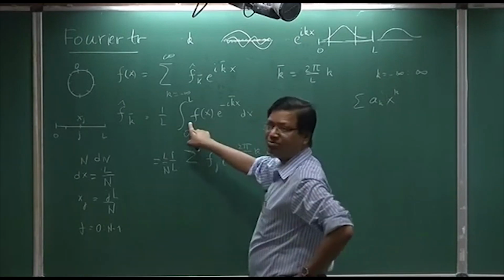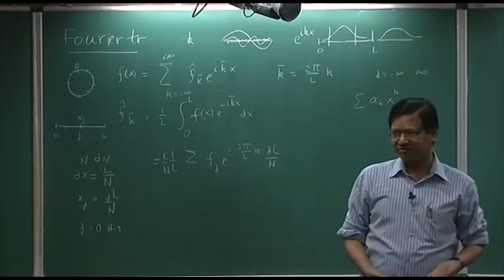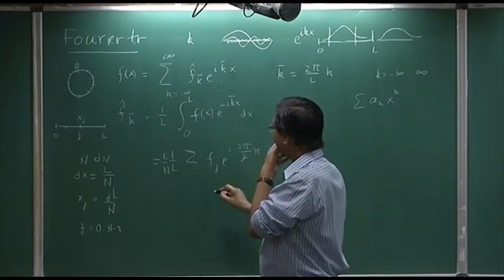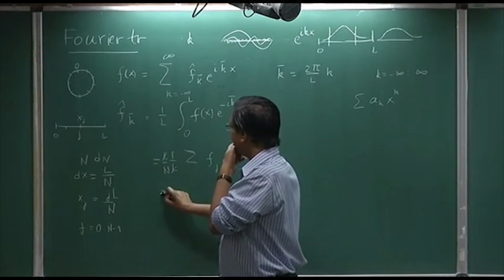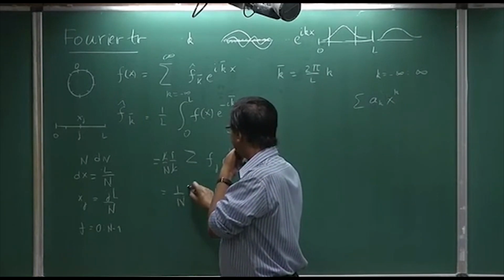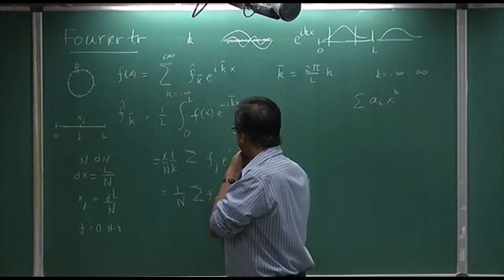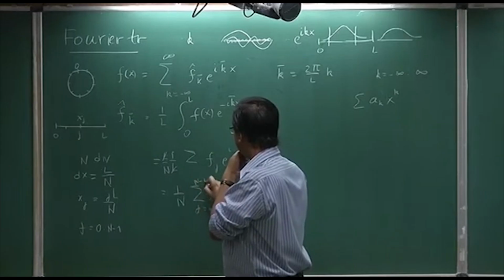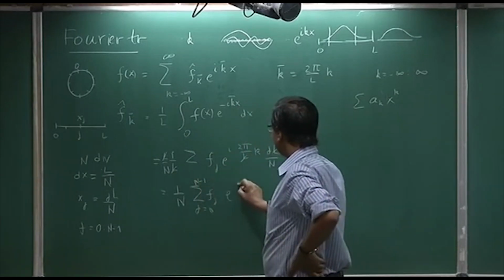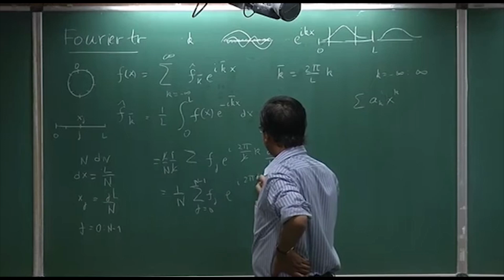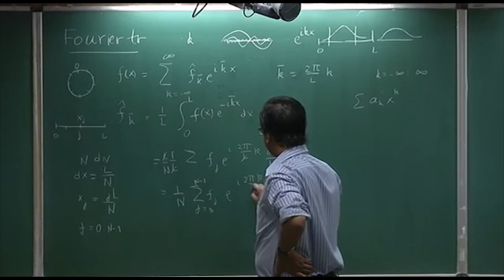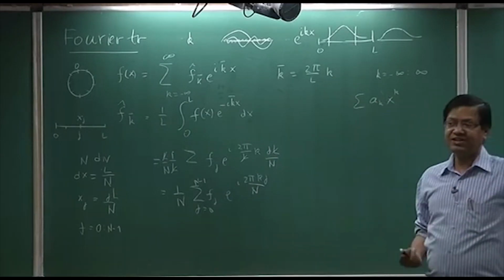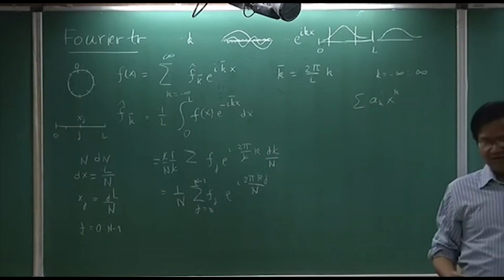So, the integral becomes a sum, this you learned from your calculus course. So, interestingly, a lot of things cancel, this L cancels. So, I get 1 over n, sum f j, j goes from 0 to n minus 1, exponential i 2 pi k j by n. So, that is how I compute f hat k. This is the Fourier amplitude.